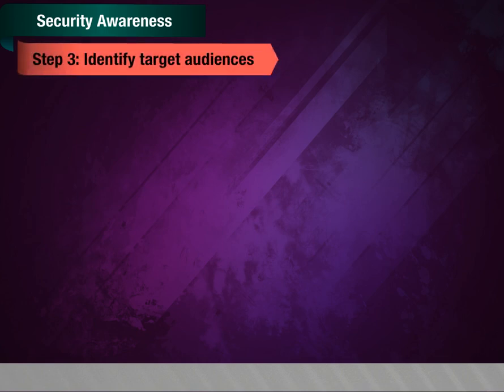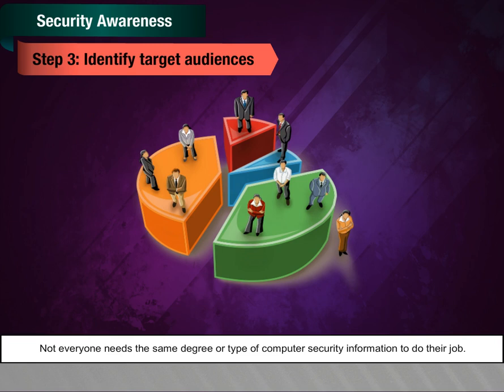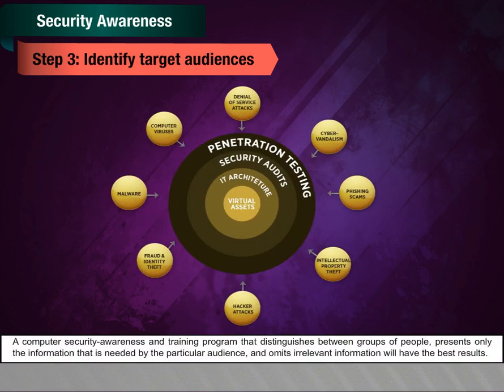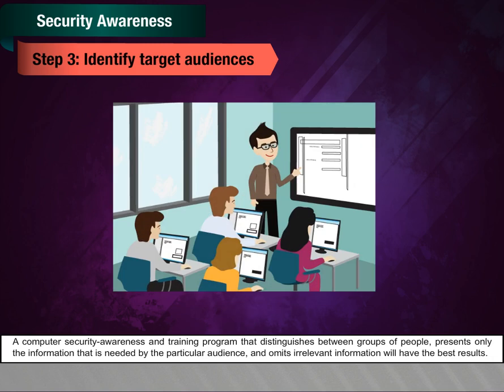Step 3. Identify target audiences. Not everyone needs the same degree or type of computer security information to do their job. A computer security awareness and training program that distinguishes between groups of people, presents only the information that is needed by the particular audience, and omits irrelevant information will have the best results.